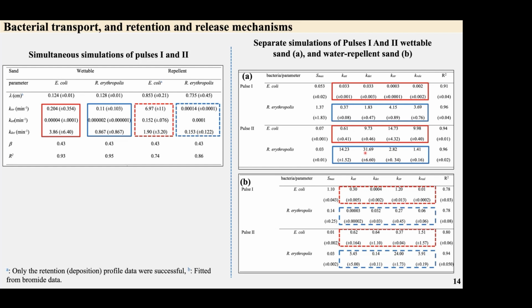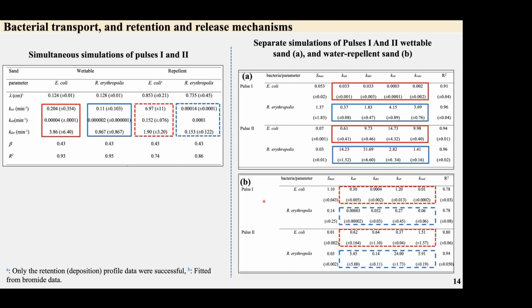We saw how the data was scattered. So this data shows that mechanisms are different for different bacteria with different hydrophobicity and hydrophilicity, while the system was dry and wet with different degrees of saturation.